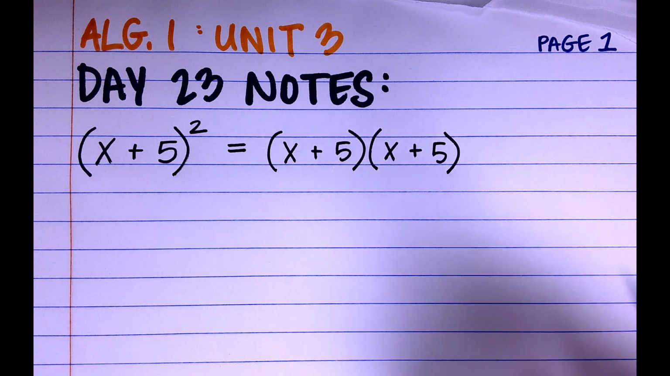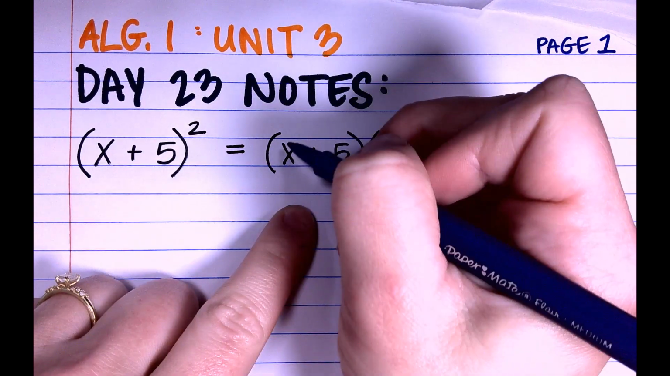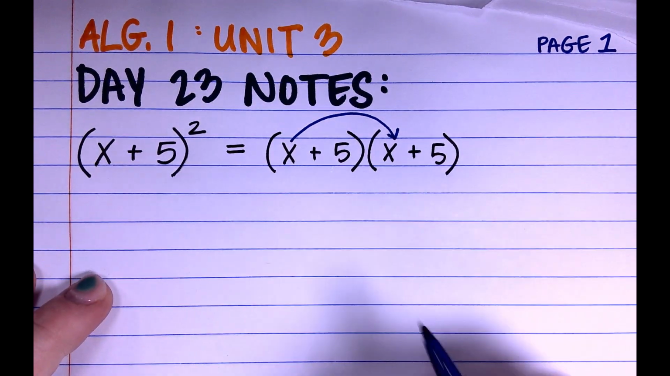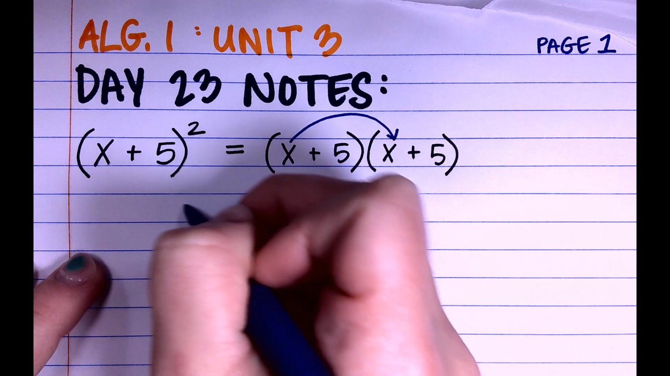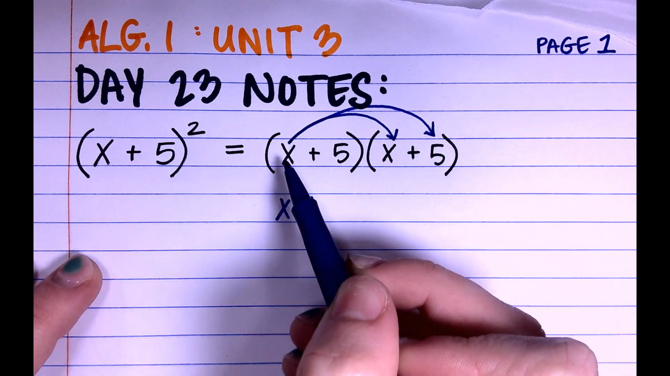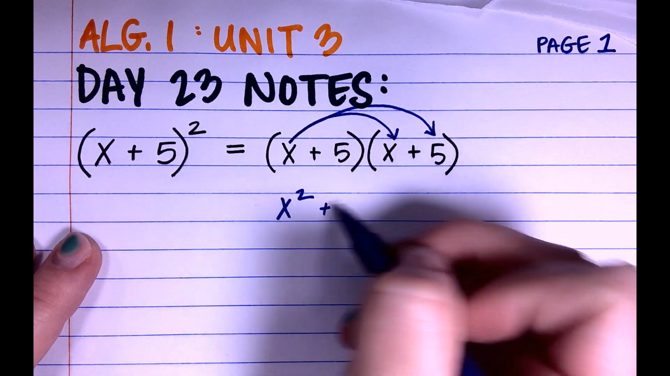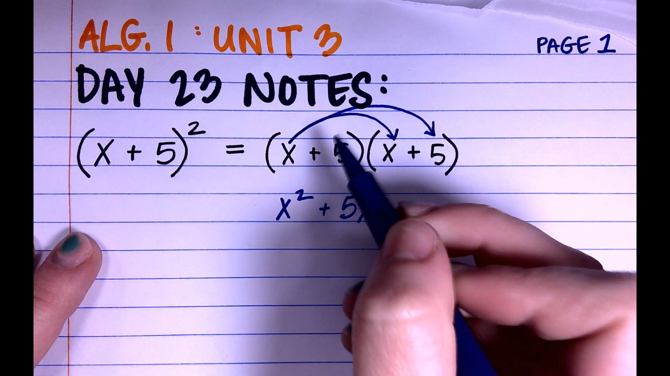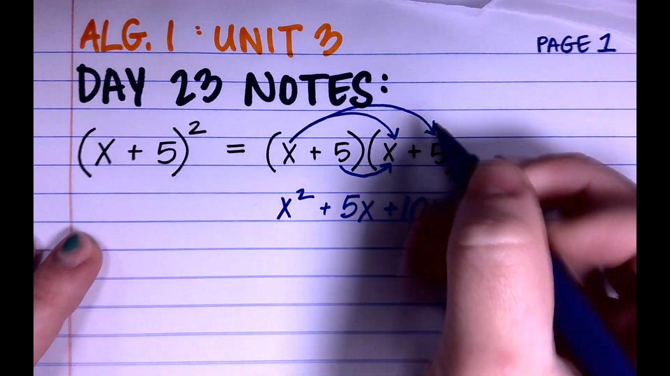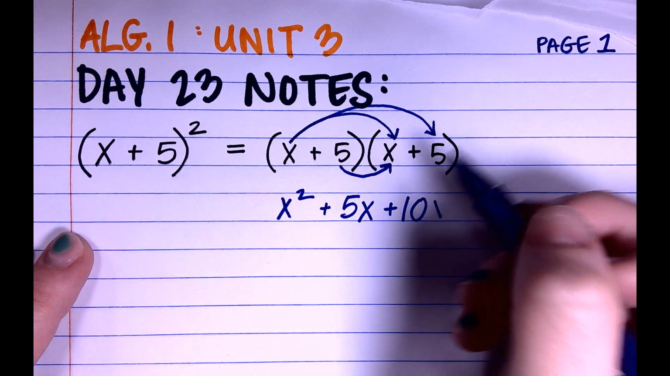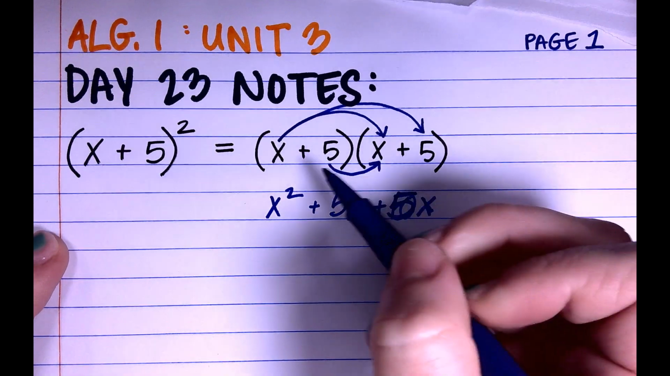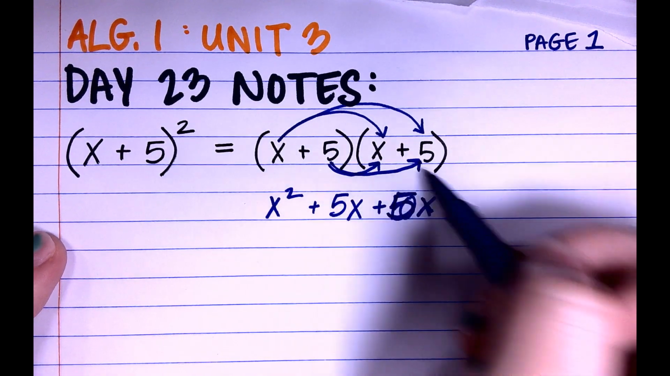We can use the FOIL method or the box method. It's the exact same thing we've been doing. First, x times x. So I'm going to write this down here, x squared. My outer, x times 5, plus 5x. My inner, plus 5x. Oh, I said 5, I wrote 10. Oh my gosh, my brain. Plus 5x. And now, last but not least, 5 times 5.